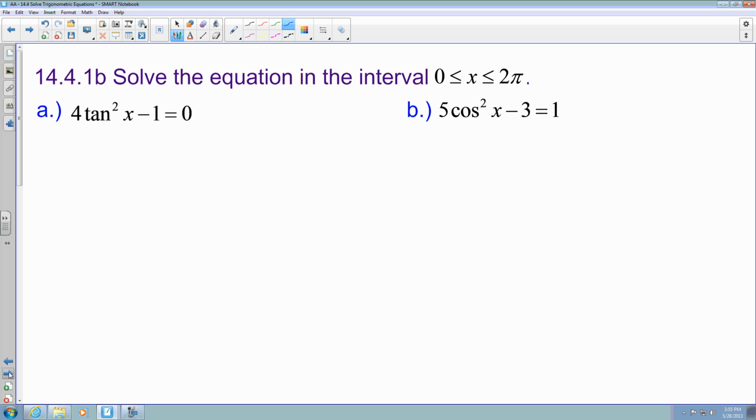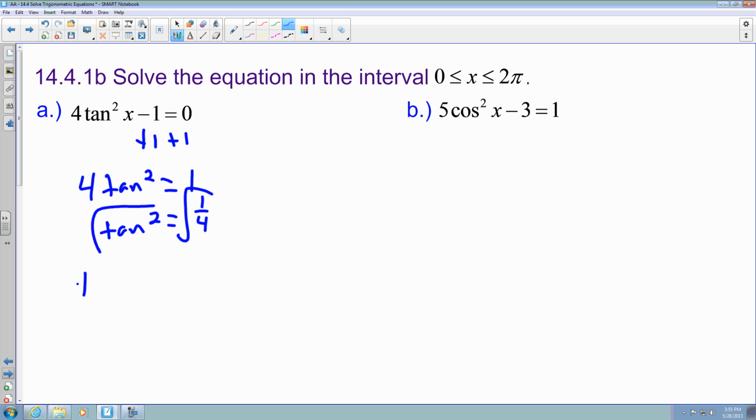We're still going to try to isolate our square values. So I'm going to go plus 1, plus 1. That gives me 4 tangent squared equals 1. Then I get tangent squared equals 1 over 4. Take the square root of this. So now I get tangent x equaling plus or minus 1/2.